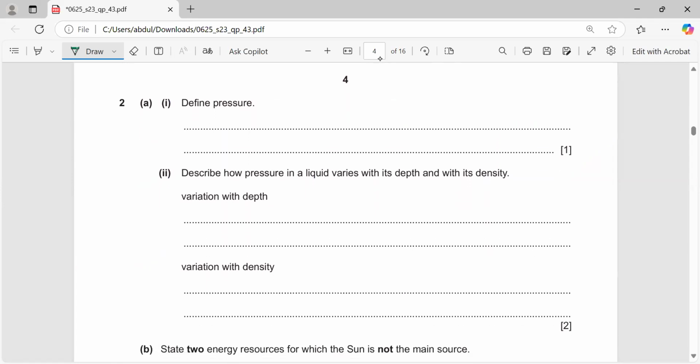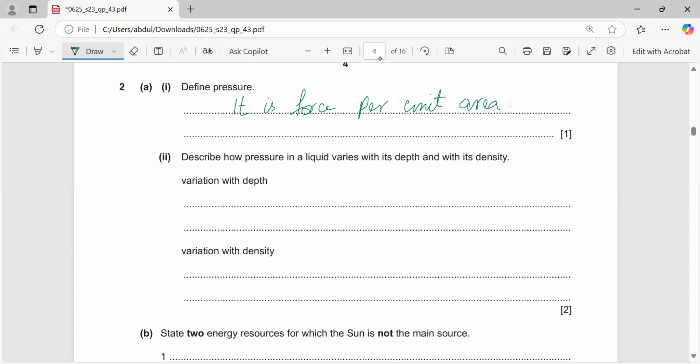Question number 2. Define pressure. It is force per unit area. Simple definition. Describe how pressure in a liquid varies with its depth and with its density. Variation with depth and variation with density.